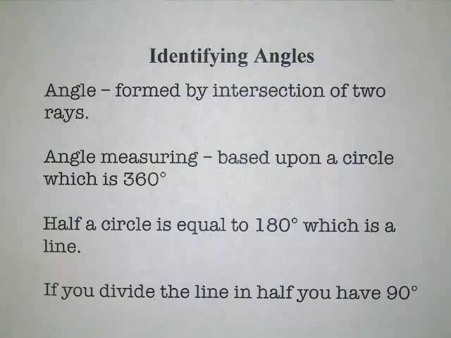If you divide that in half, you would have a right angle, and a right angle measures what, Evan? 90 degrees. Okay? So do you see how it's kind of broken into a full circle, 360 degrees, half a circle, 180 degrees, half of a straight line is 90 degrees. That's how we're going to identify angles and measure them.